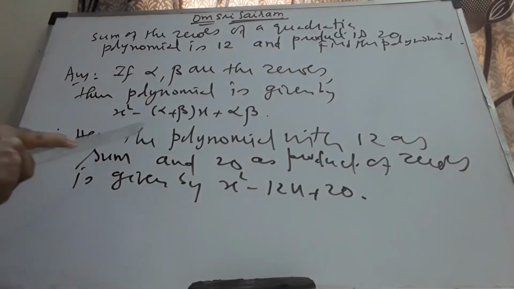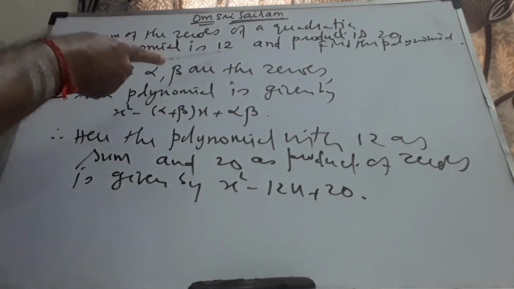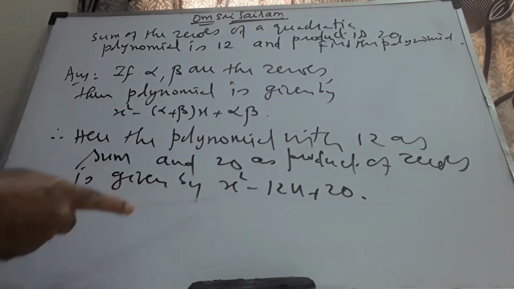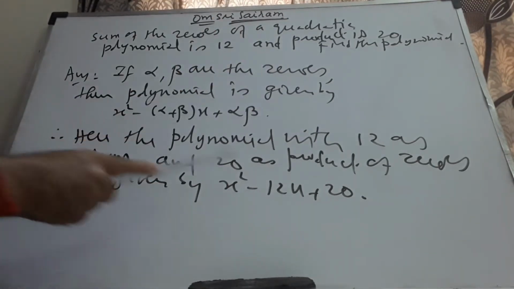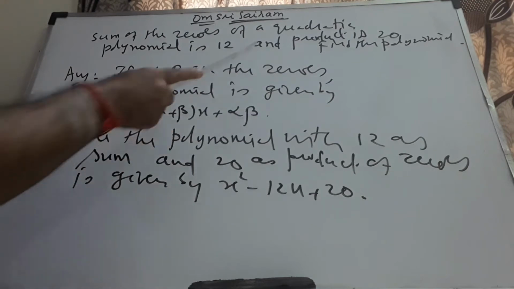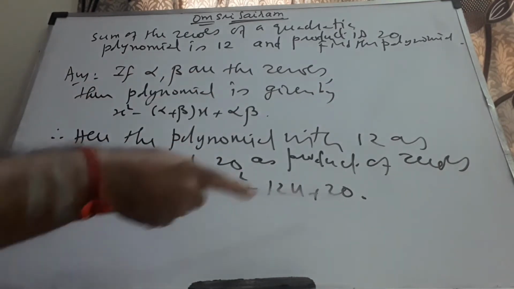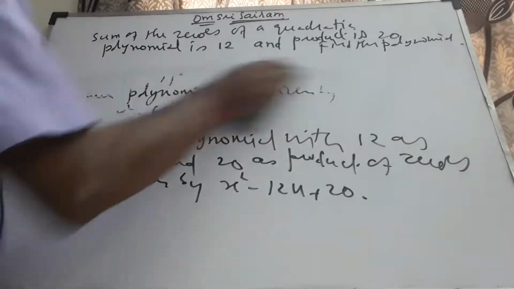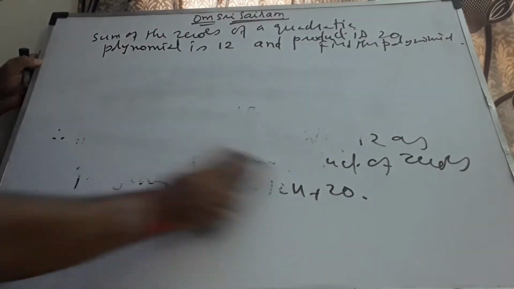Therefore, if the sum of the zeros is 12 and product is 20, the polynomial is given by x square minus alpha plus beta, which is already given to be 12, plus alpha beta, which is given to be 20. Therefore, x square minus 12x plus 20 will be the final answer. I think it is clear. You are able to follow.